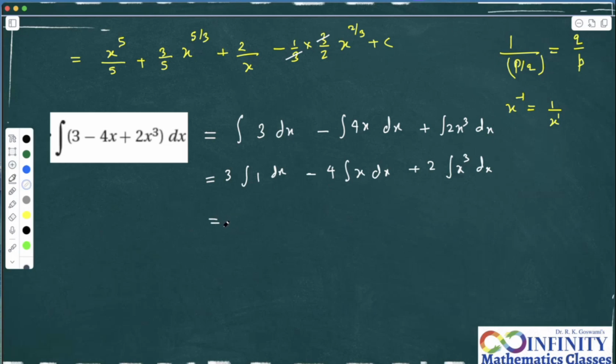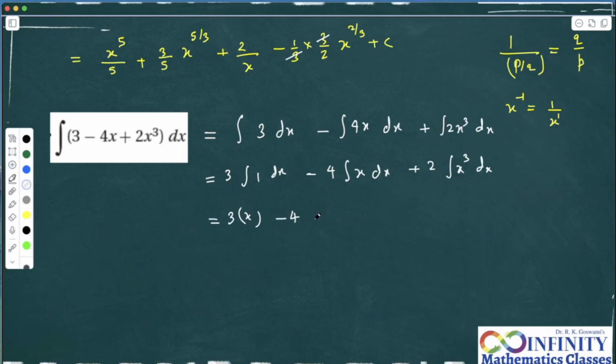Now, that is not an issue, so keep the constant as it is. Now, how does the antiderivative work? Whose derivative is 1? The answer is x. This is what we discussed. Am I right? Yes. This is how the antiderivative works.